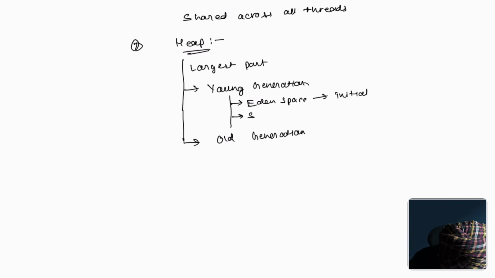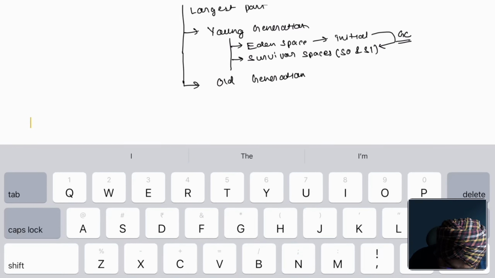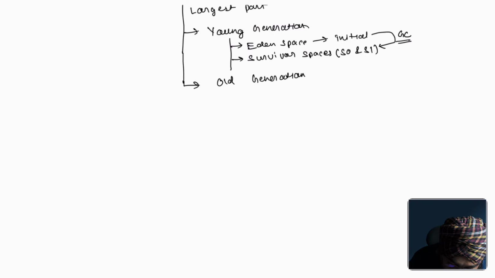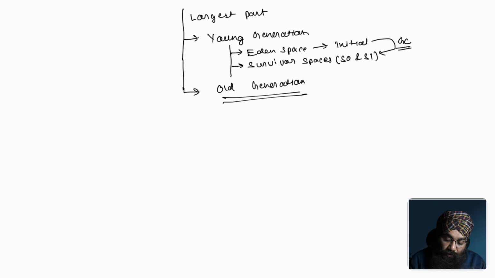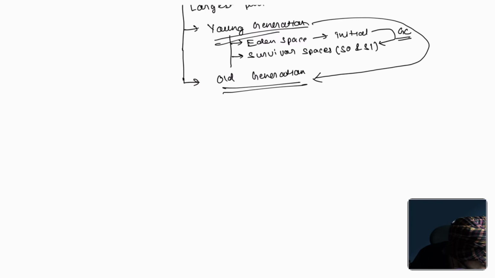Then we have survivor spaces. Those objects that survive the garbage collection will transfer to the survivor spaces S0 and S1. And then we have the old generation. The objects that have lived significantly long are transferred from young generation to old generation. So this is stack, this is heap.